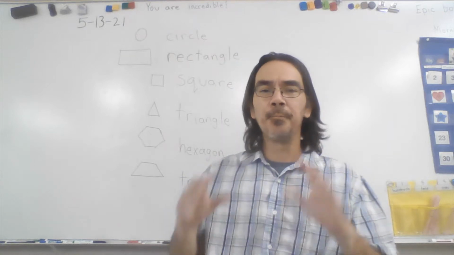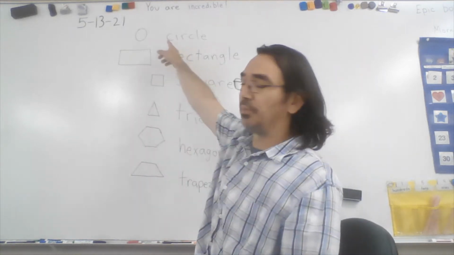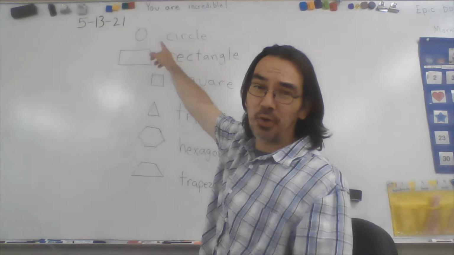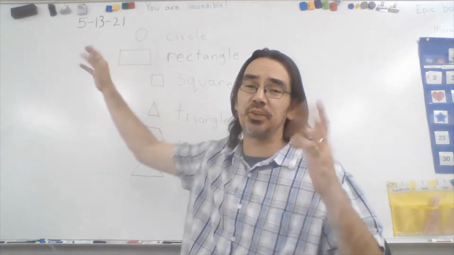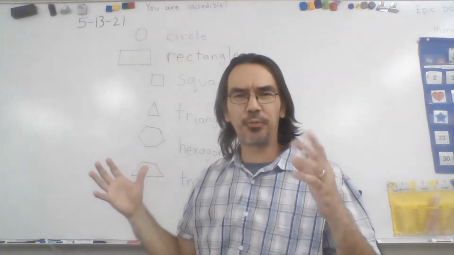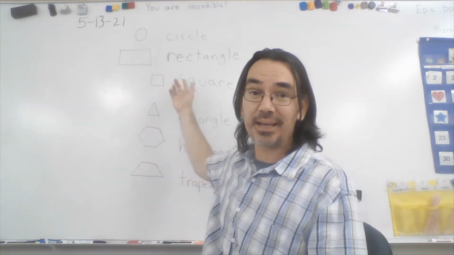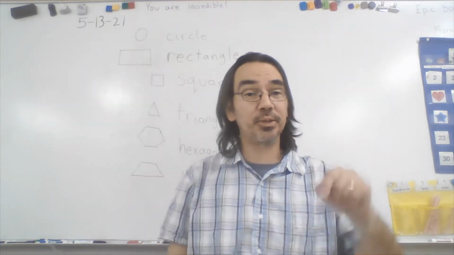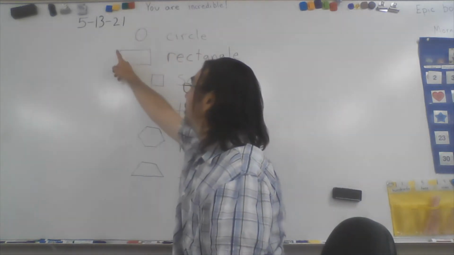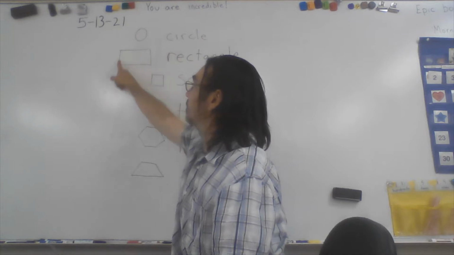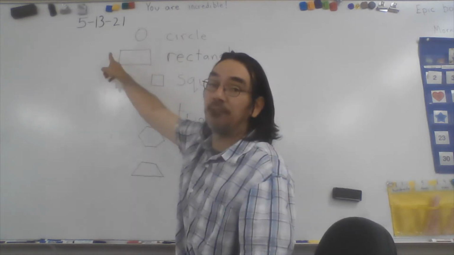Just at the end. First, coming in first with 0 vertices is our fantastic circle. And there's our circle. No vertices. Now, rectangle is next. And rectangle has 4 vertices, but also has 4 sides. Here's our vertices. 1, 2, 3, 4. And our 4 sides. 1, 2, 3, 4.